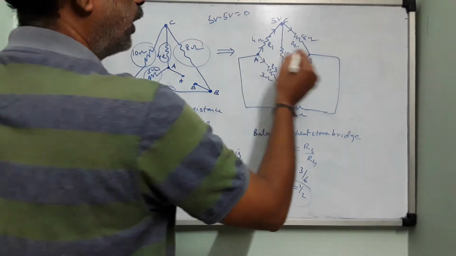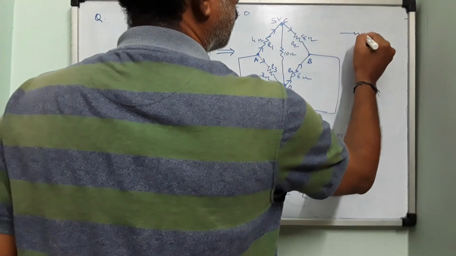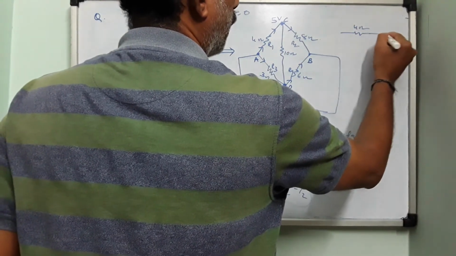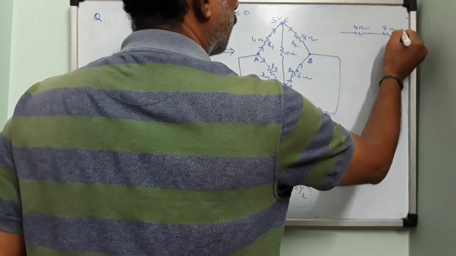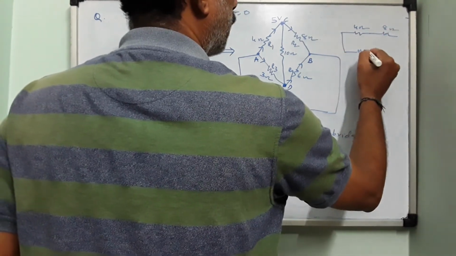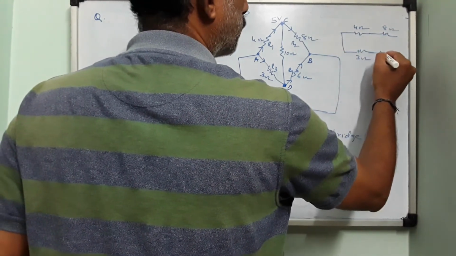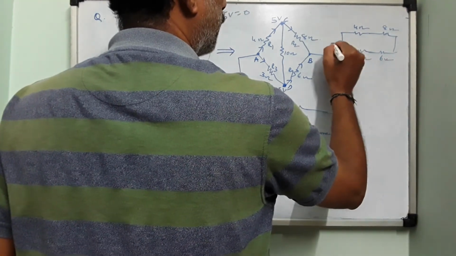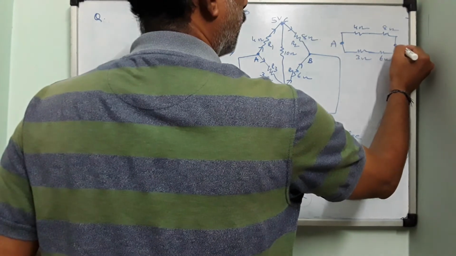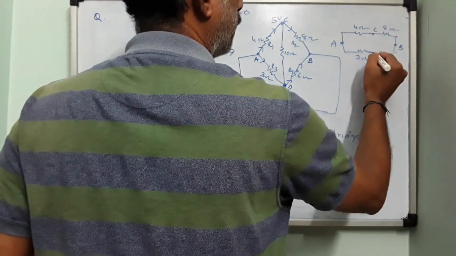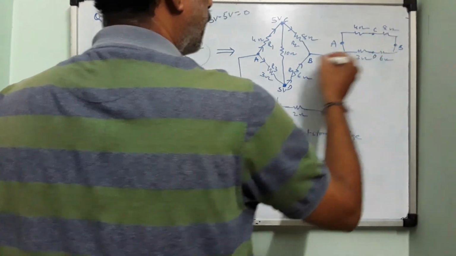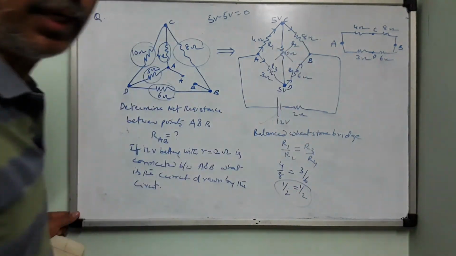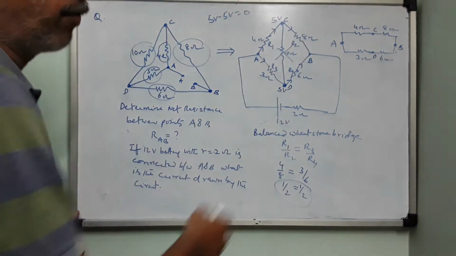So therefore, I simplify the circuit like this. Here is 4 ohm resistor and here is 8 ohm resistor, and down to this one, here is 3 ohm and here is 6 ohm. So this is your point A and this is your point B, this is point C and this is point D. Between C and D, this resistance need not be connected because no current will flow.